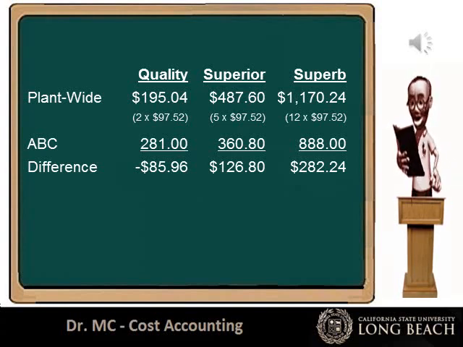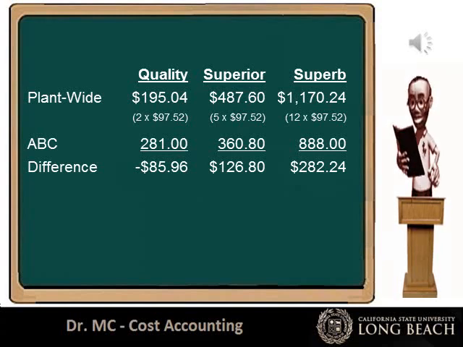For example, the firm may price them less than it should because the firm doesn't know what it costs to make those units. The conversion costs applied to one superior unit using a single plant-wide rate of $97.52 per direct labor hour is $487.60. This is $126.80 higher than the conversion costs applied using activity-based costing. This suggests that the firm thinks that the superior items cost more than they actually cost, which may explain why the firm sells fewer of these products.